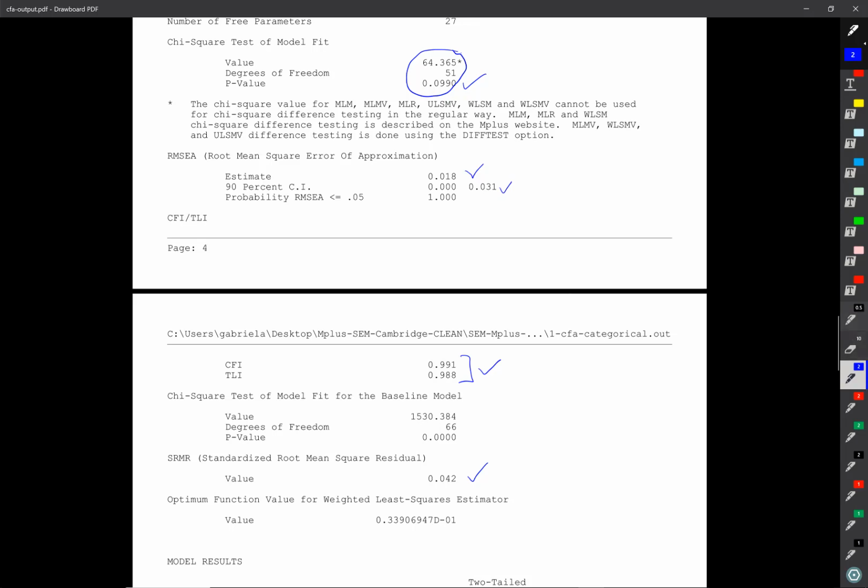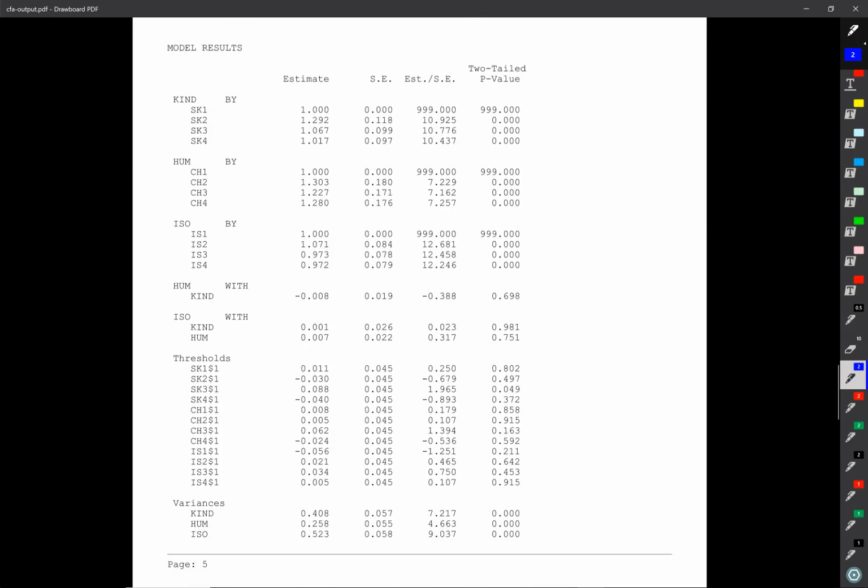Now let's scroll down further and have a look at the results. So we have the unstandardized solution here, and there are a few things to note.